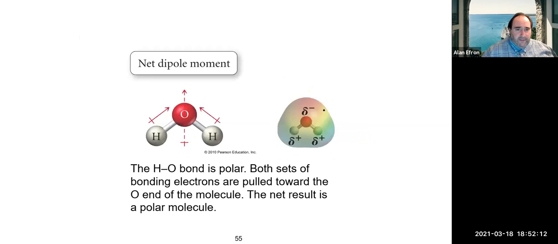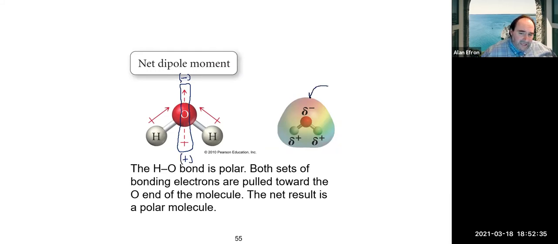There's our water, as we talked about. Again, because of the geometry here, it's going to allow those bond dipoles to add to each other, and that's going to give us a net dipole moment right through the center of the molecule, where again, the oxygen side is going to be more negative and the hydrogen side more positive. And we see that here.